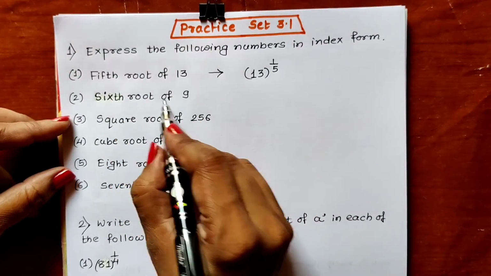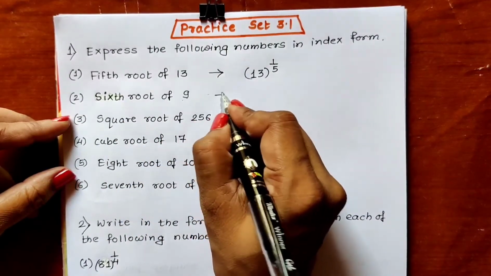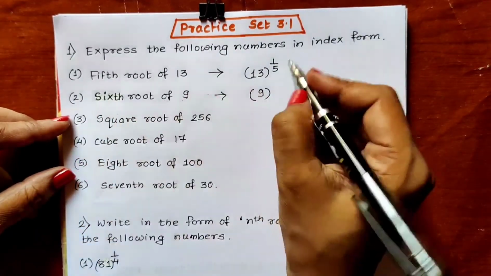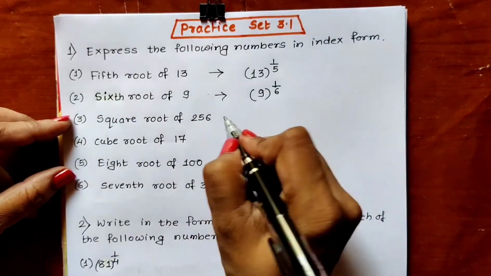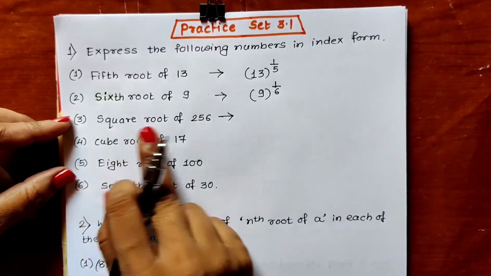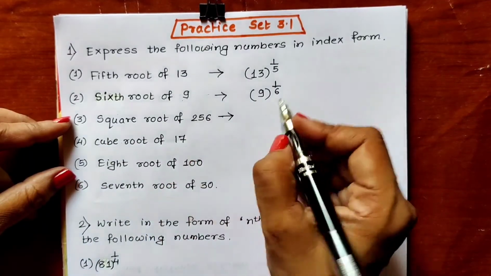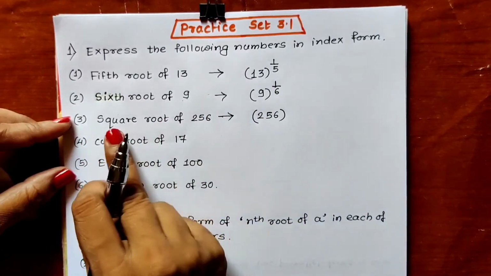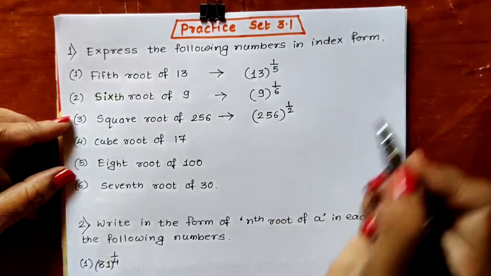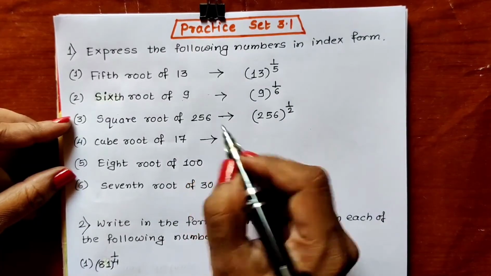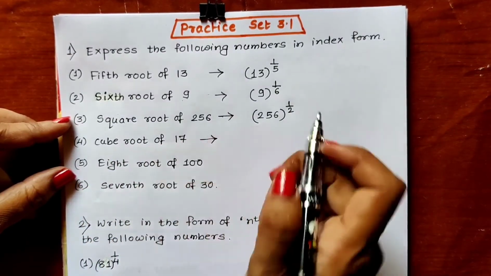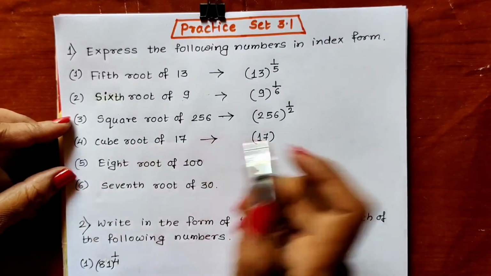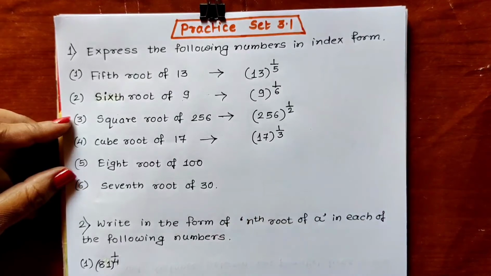Now let us see sixth root of 9. That means 9 is the base and its index is sixth root, that means 1 upon 6. Now the third sum: square root of 256. That means 256 is our base and its index is square root. Square root means 1 upon 2. Now the next sum: cube root of 17. 17 is written as base and its index is cube root. Cube root means 1 upon 3.